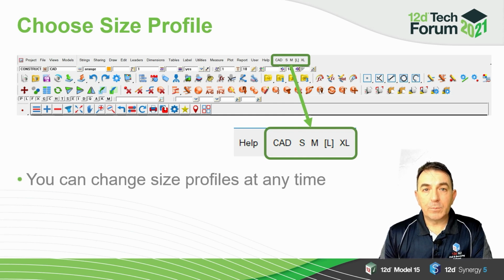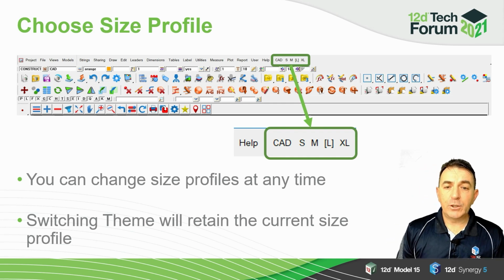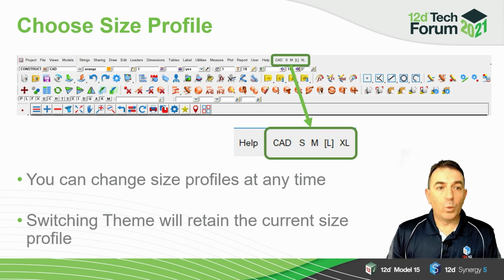And you can change the size profiles at any time. So if you don't like the medium, you want to go back to the small, it's just a simple matter of using those quick links up the top to resize your interface. And as I've said before, switching the theme will retain the current size profile. So if you're in the CAD large and you switch over to the water theme, it's going to load up the water large size profile.